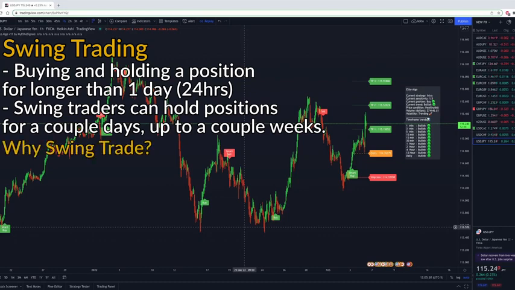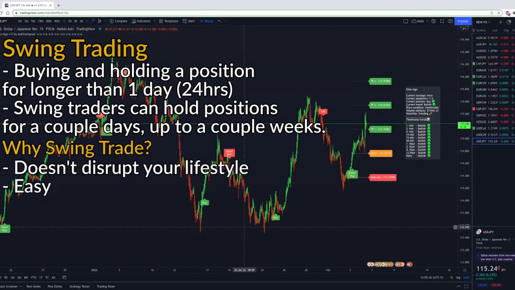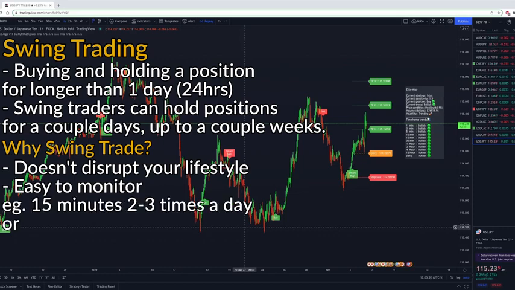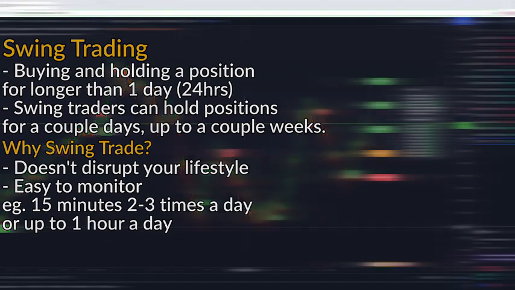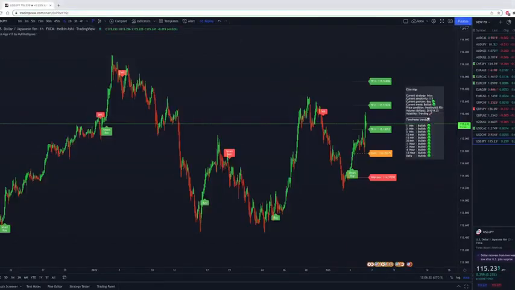Why would someone want to do that kind of trading? Well, very simple, guys. If you have a very busy life and you can't be on your computer every single second of the day looking at the chart, making sure you get the best in and best out as possible, then swing trading is for you. You're only gonna have to be looking at it maybe 15 minutes here and there every couple hours, or even just 1 hour a day could be enough for you guys to swing trade properly and make very good money in the markets. All right, so let's get started with the swing trading strategy.